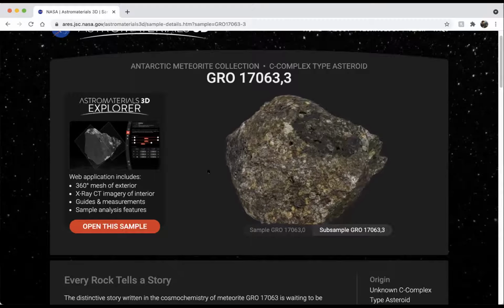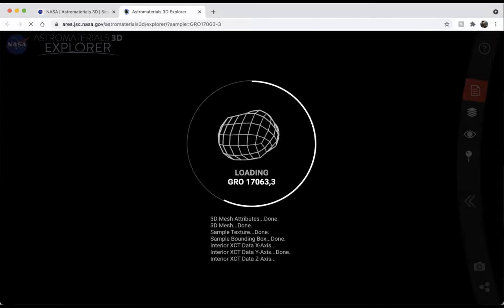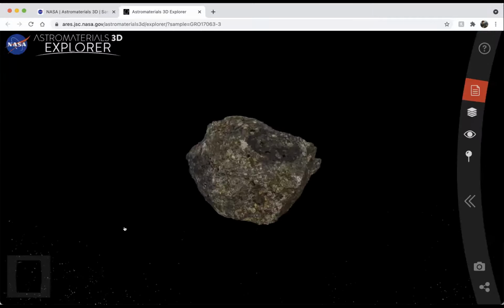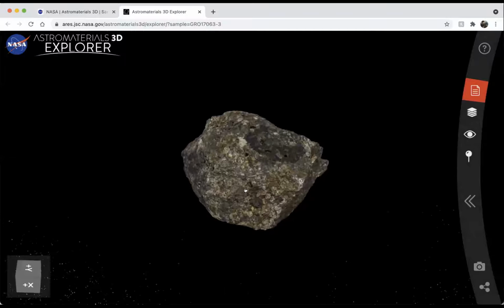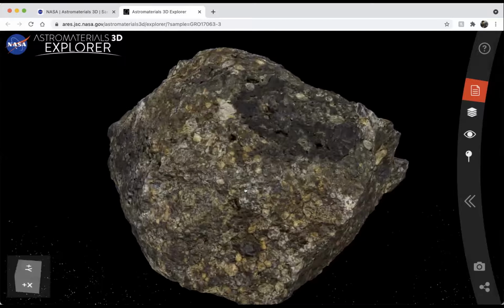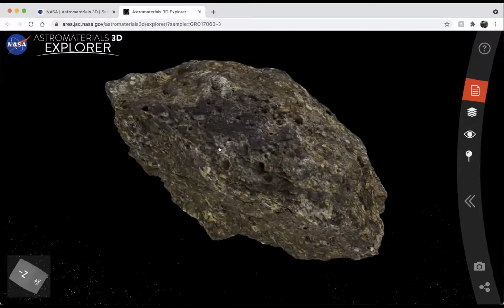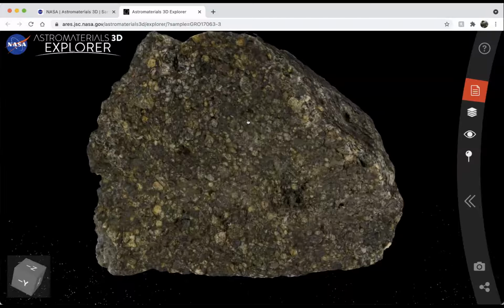So with that, let's open this sample in the Explorer application and take a look. So here you can zoom in with your mouse and see the incredible detail of the sample. You can move it around and see it from any angle.